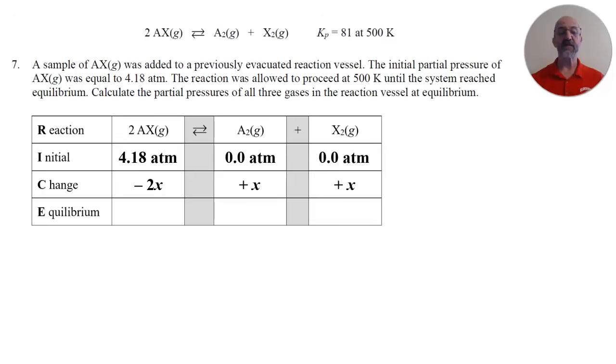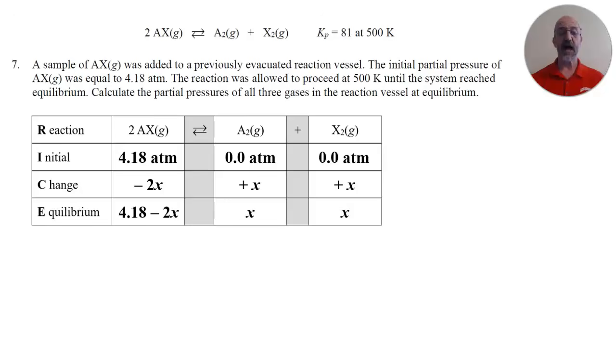So now let's go ahead and fill in the final row of this RICE table in terms of x. So the partial pressure of substance AX at equilibrium is 4.18 minus 2x. And the partial pressures of each of the gases that are the products, so A2 and X2, are simply listed as x and x.